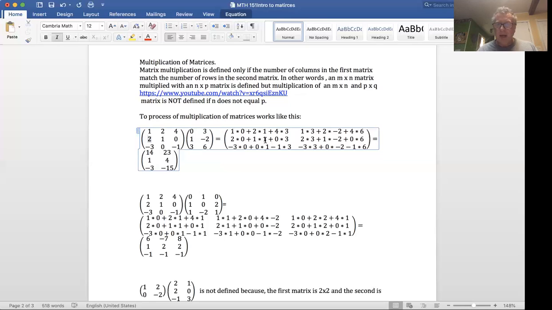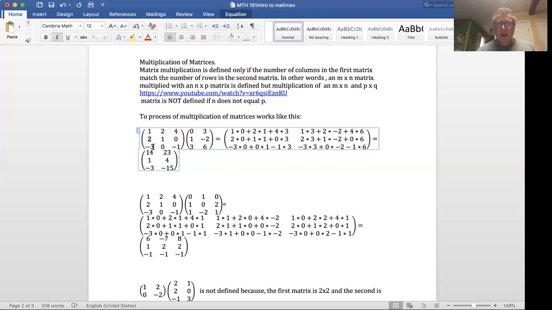Now to get the second value, this 4 in my answer, we're going to take the second row and multiply it with the second column. You're going to do the same order. So first element in second row, multiply with first element in second column. Second element in second row, multiplied with second element in second column. And third element in second row, multiplied with third element in second column. So that's how we get the 2 times 3, the 1 times -2, and 0 times 6. That adds up to 4.